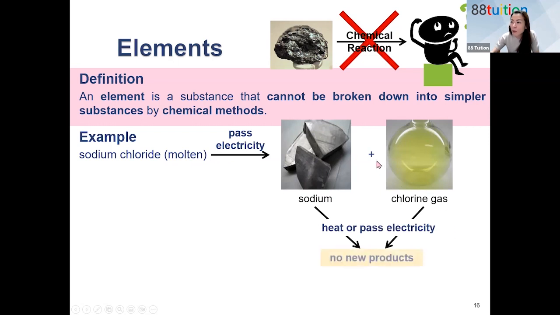However, when you try to pass electricity through sodium or chlorine, no new products can be formed because they are already the simplest substance. They are known as elements. Sodium is an element, chlorine gas is also an element. So no matter what you do, they cannot be broken down anymore.